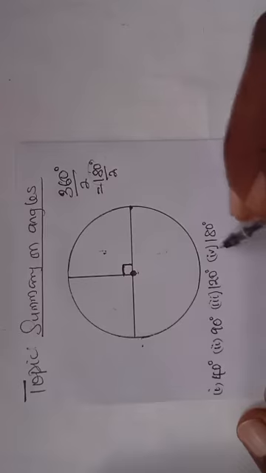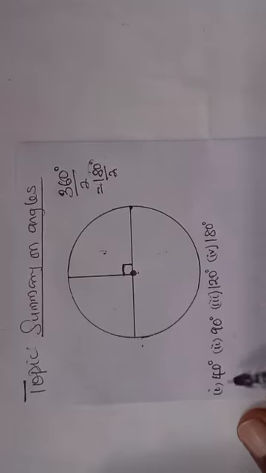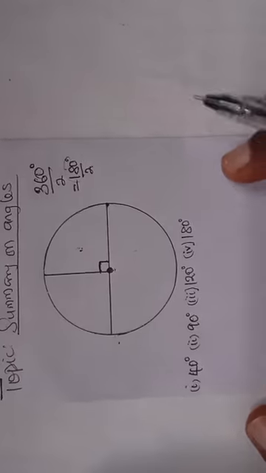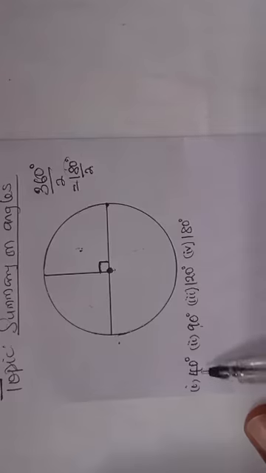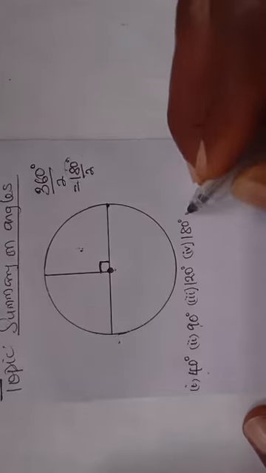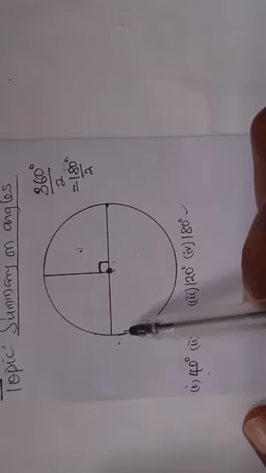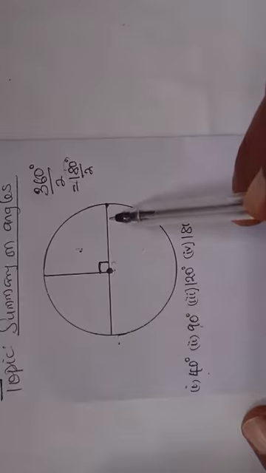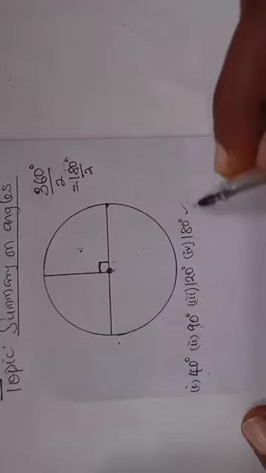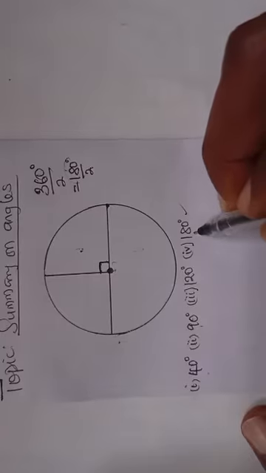Now, what particular angle does each of these form? What is the name of those angles that these very angles form? 40, 90, 120, 180. Now, this 180 is already answered, which is half of a circle, or angles on a straight line. So we call it a straight line angle.